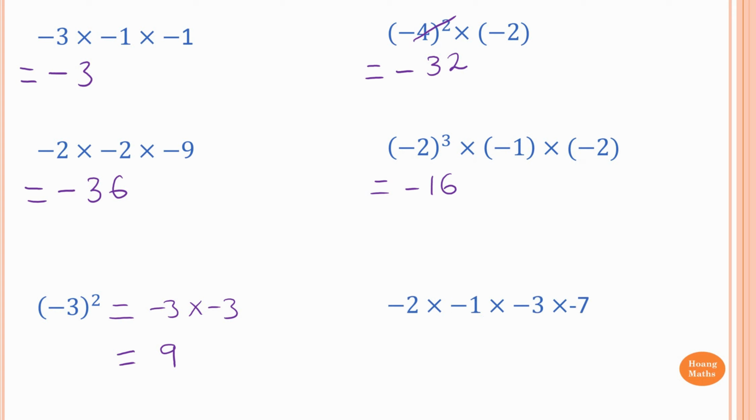Last one. So we have negative 2 times negative 1 times negative 3 times negative 7. So altogether we have 1, 2, 3, 4 negative numbers multiplied together, so the result is a positive number. So what we do now is just go 2 times 1 is 2, 2 times 3 is 6. So 6 times 7 is 42. So the answer is 42.